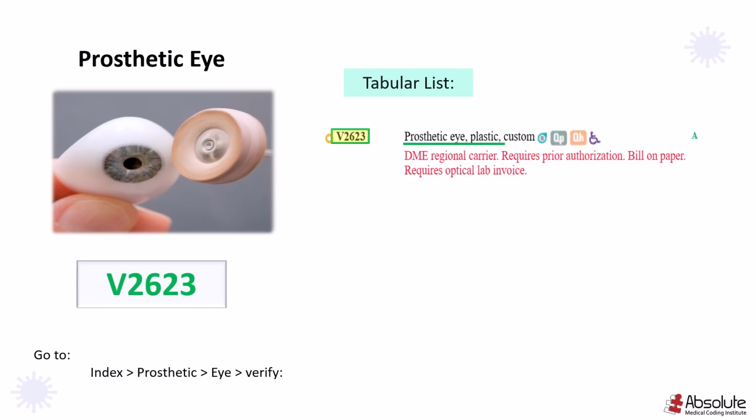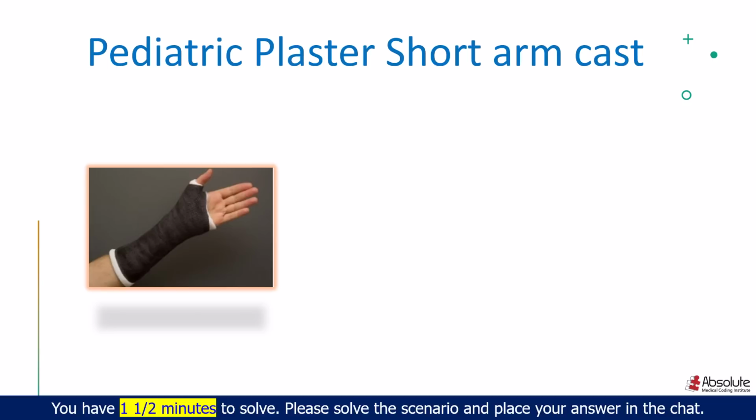Now let's move on to the next scenario. And the next one: what is the HCPCS Level II code for a pediatric plaster short arm cast? Okay, goddesses, go ahead and type your answers in the chat.